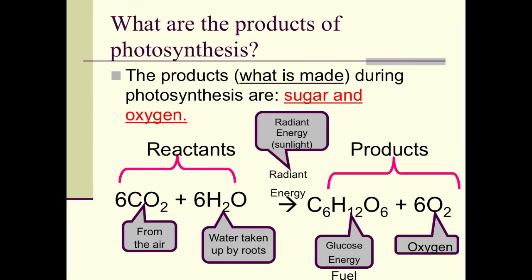So the products, which again is what is made, is the sugar and the release of oxygen. So here is the chemical equation for photosynthesis. Write it down. Pause the video and write it down. Make sure you're very accurate because you are going to become very familiar with this chemical equation.